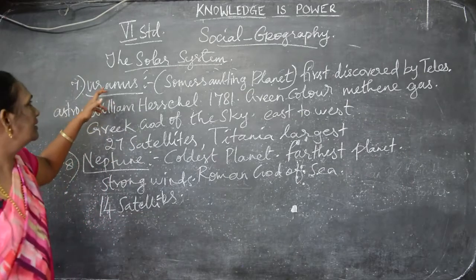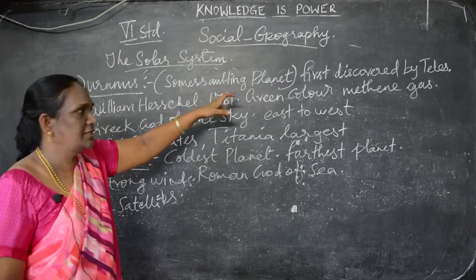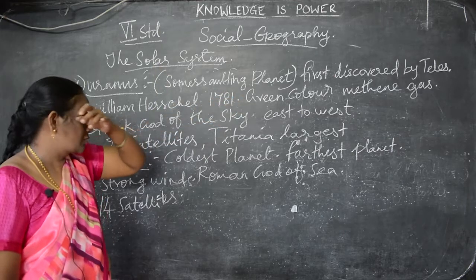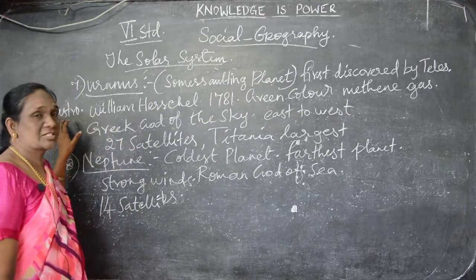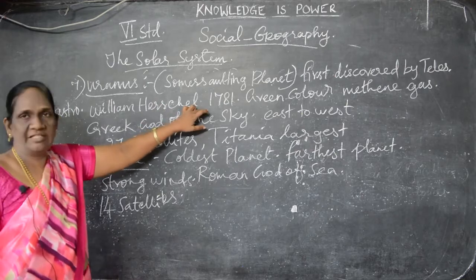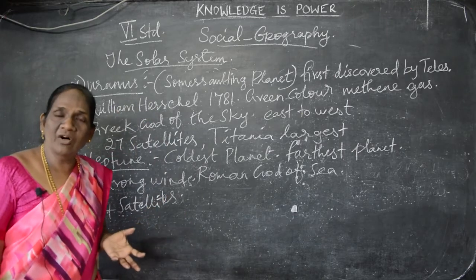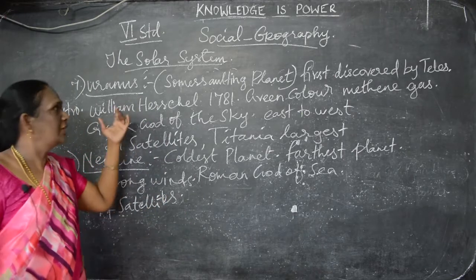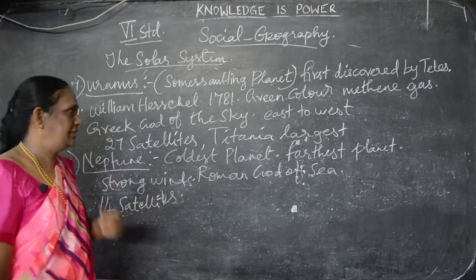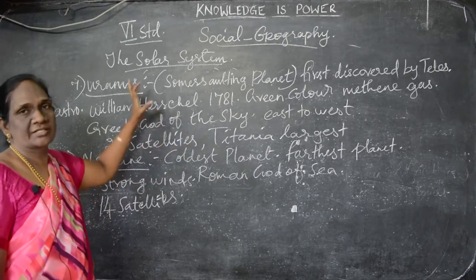So, again I am repeating this Uranus. It is called the Samacheer planet. Understand? It is the Uranus planet that was first discovered by the telescope, and it was discovered by the astronomer William Herschel, in the year 1781. Understand? It looks green in color. Because of what? Because of the gas methane. This planet Uranus contains methane gas, so it looks green in color. Understand? It is named after the Greek god of the sky, so it is called Uranus.